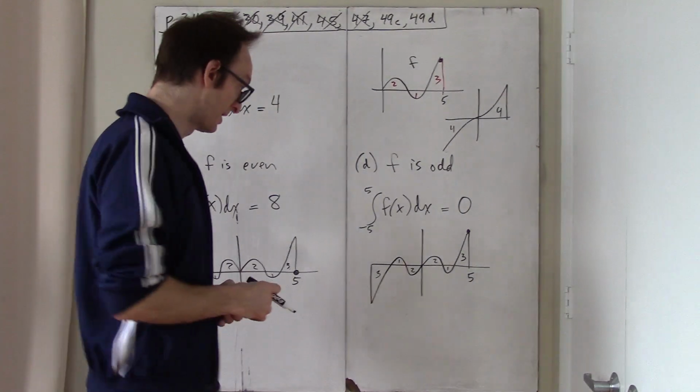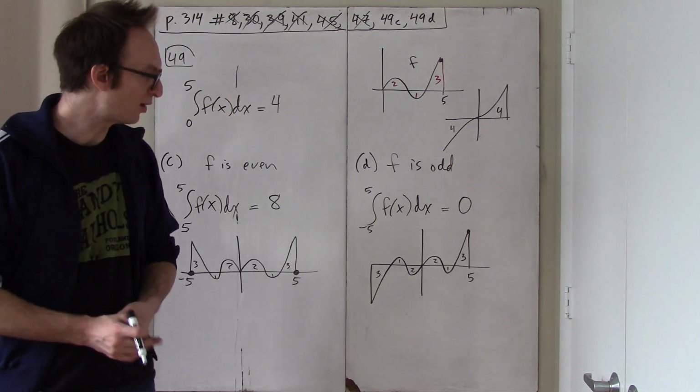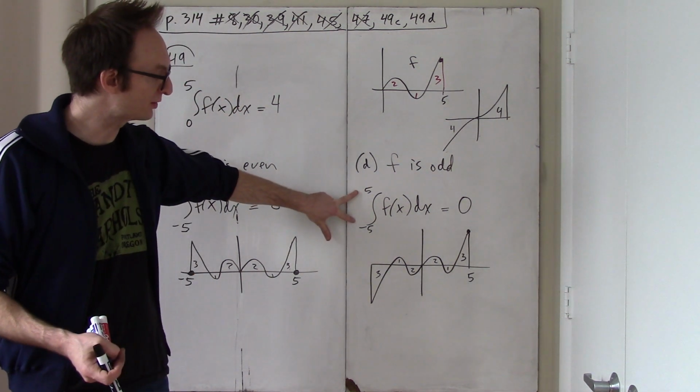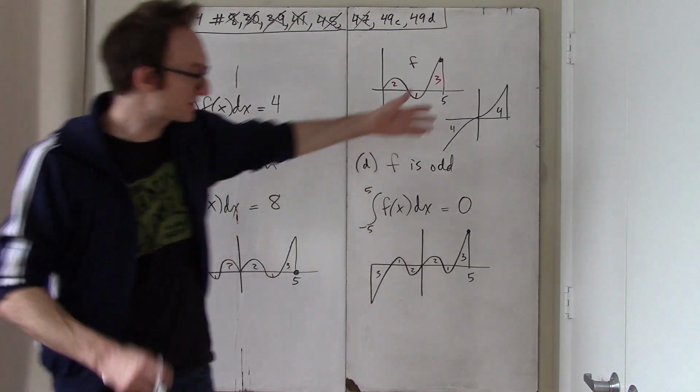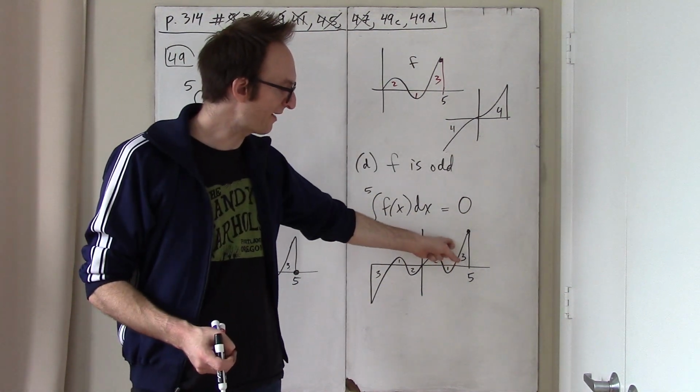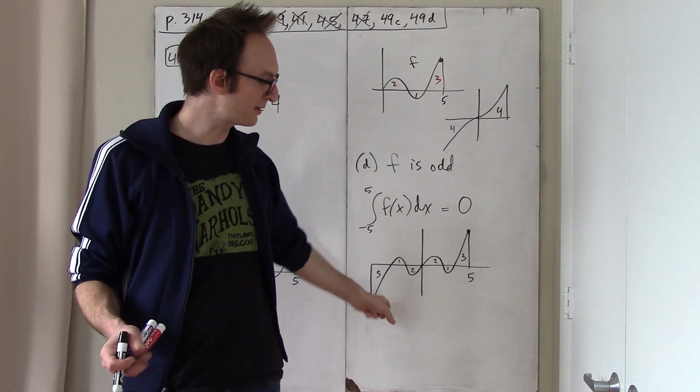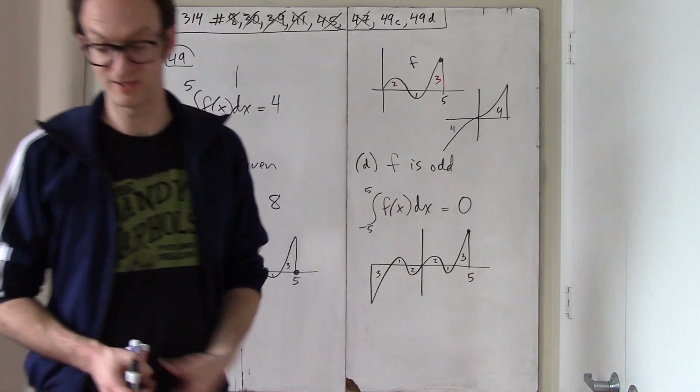The integral of any odd function over a symmetric interval centered at 0 is going to be 0, because all the positive area here is exactly canceled out by all the negative area here, and vice versa.